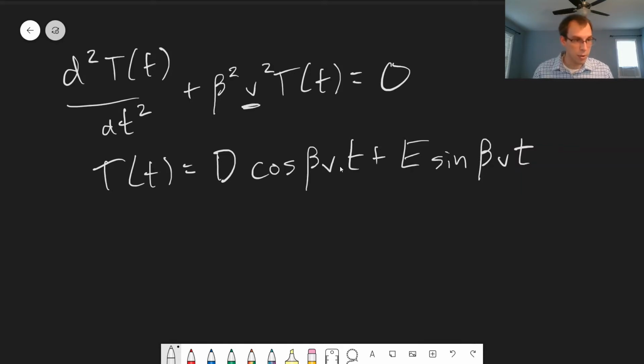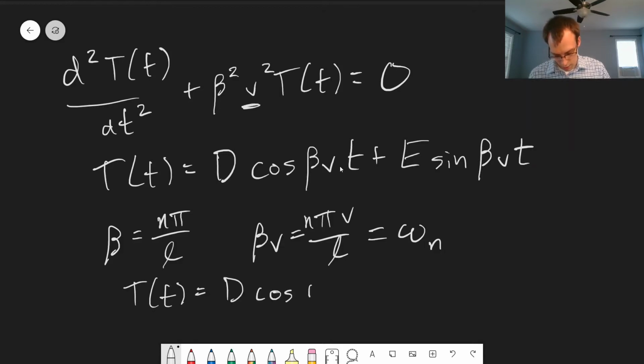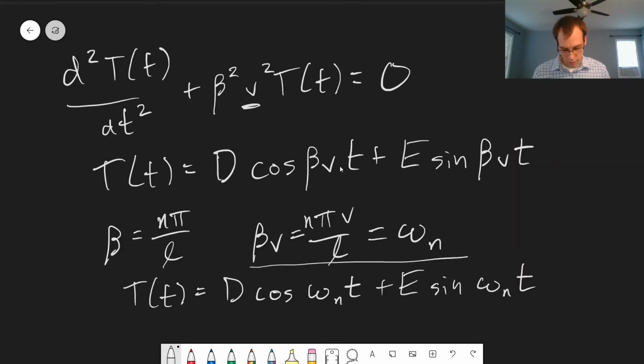Recall that we know what beta is. We already solved for that. Beta is equal to n pi over L. So we can plug that in, and we'll call this beta times v, this n pi v over L, omega n, just to simplify it so we don't have to write it over and over again. So T of t is equal to D cosine omega n t plus E sine omega n t, where this omega is defined according to this equation here.